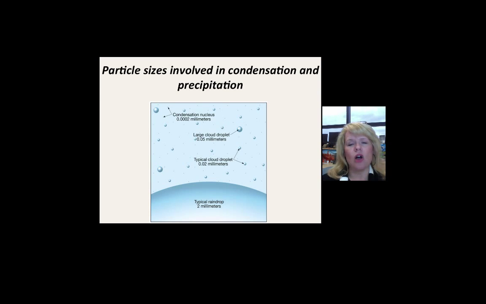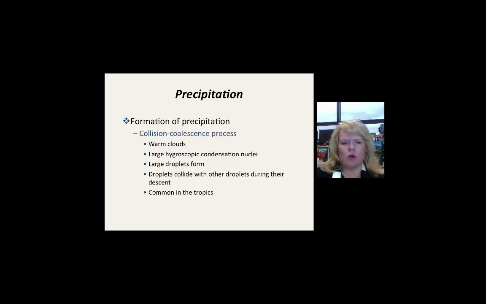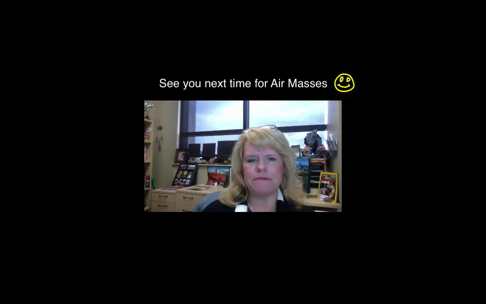The next thing is the collision and coalescence process. This is where we're going to get warm clouds. Hygroscopic condensation nuclei are out there, so some kind of large material like carbon-based emissions could do that. And this will cause very large rain droplets to form, not very fine ones. So droplets collide with one another, and this is going to be common where you get rain bursts that last for a short period of time but happen frequently, like in the tropical areas.